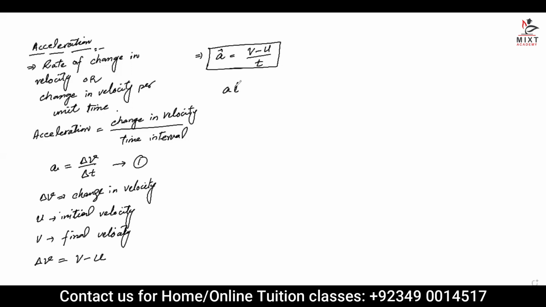Or we can write AT is equal to V minus U, or we can write V is equal to U plus AT. And this is the first equation of motion.